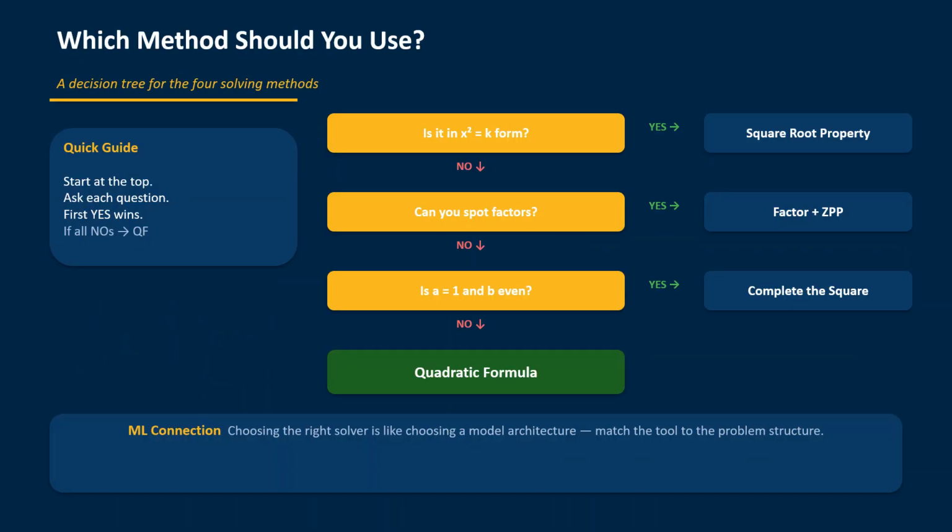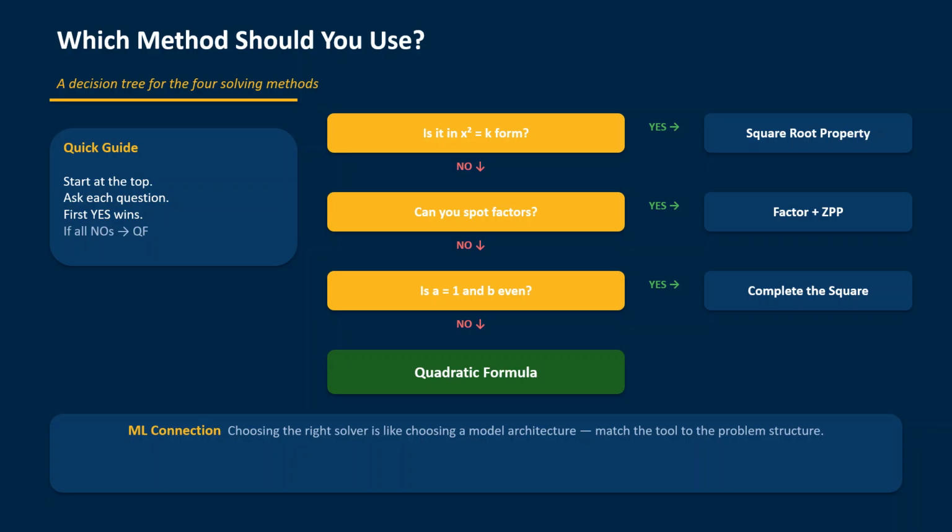Now that we have all 4 methods, how do you decide which one to use? Here is a simple decision flowchart. First question, is the equation already in the form x squared equals some number? If yes, use the square root property. It is the fastest. Second question, can you spot integer factors quickly?